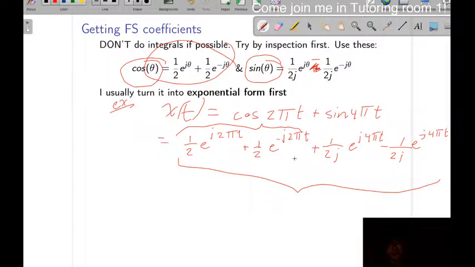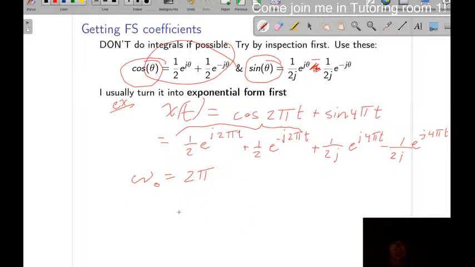And what did this look like in our first form? This was our exponential form. So notice that each of these is just a multiple of 2 pi. So like 2 pi, negative 2 pi, 4 pi, 4 pi, 4 pi, negative 4 pi. Those are all multiples of 2 pi. So we get our fundamental frequency, omega 0, is 2 pi. Straight out the gate.